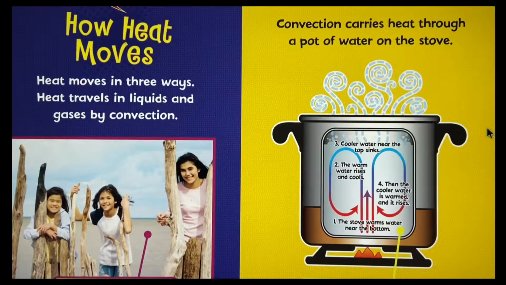How heat moves. Heat moves in 3 ways. Heat travels in liquids and gases by convection. Convection often makes the air cooler and windier near the ocean. Convection carries heat through a pot of water on the stove.